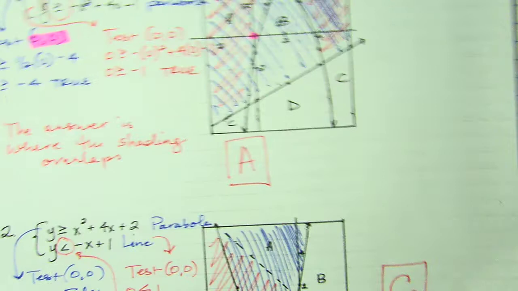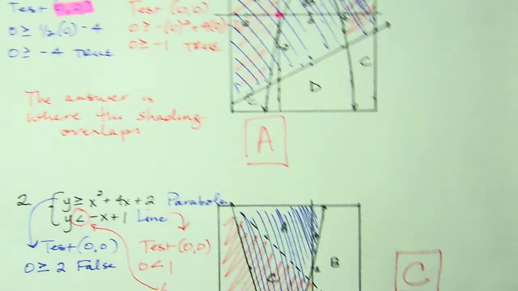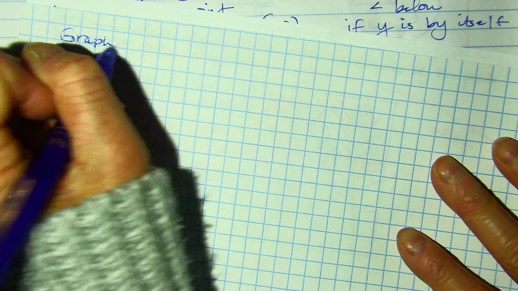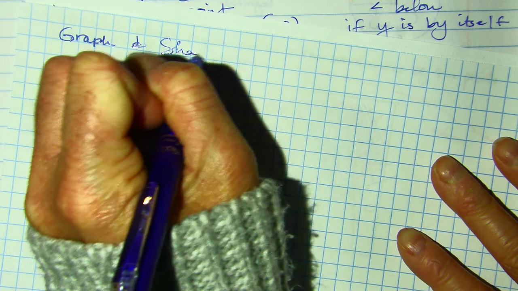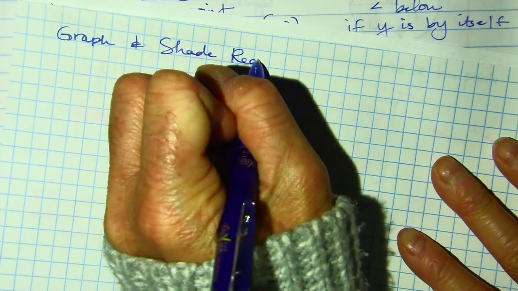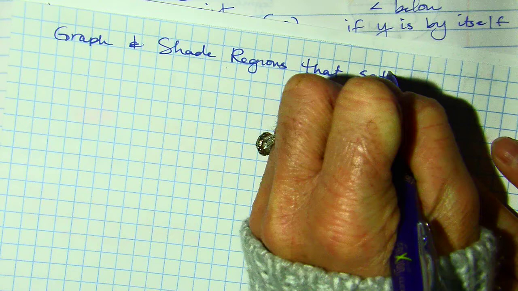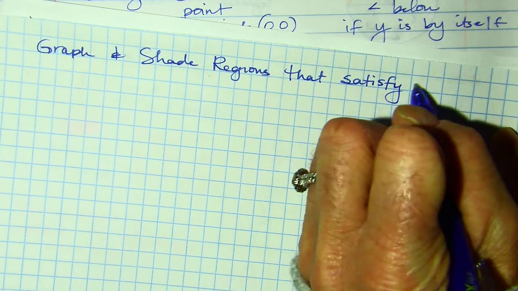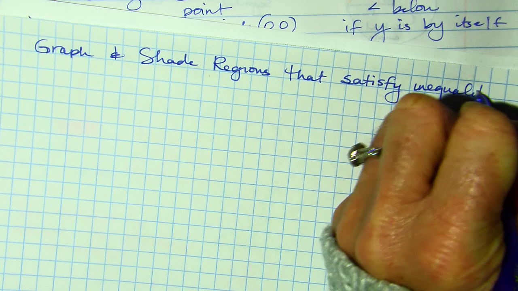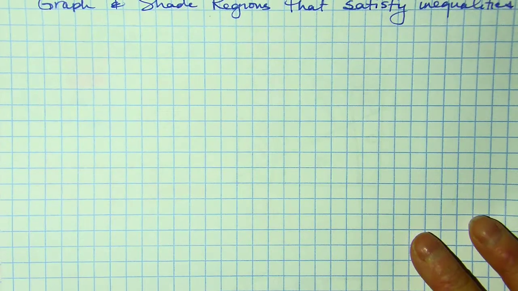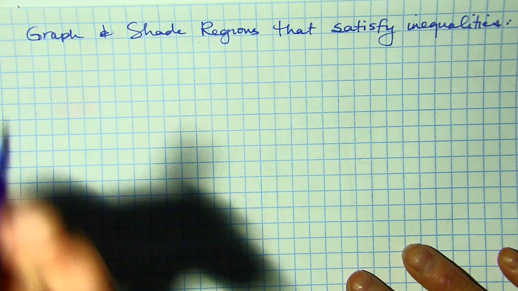So that is if they give you a problem like that. I also need to teach you how to do it by hand. So we are going to graph and shade regions that satisfy inequalities. Now, you guys have Desmos, so you could enter both of these in Desmos, or you can do them by hand. It's up to you.